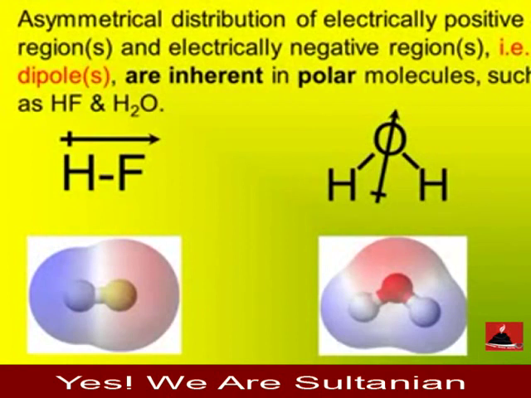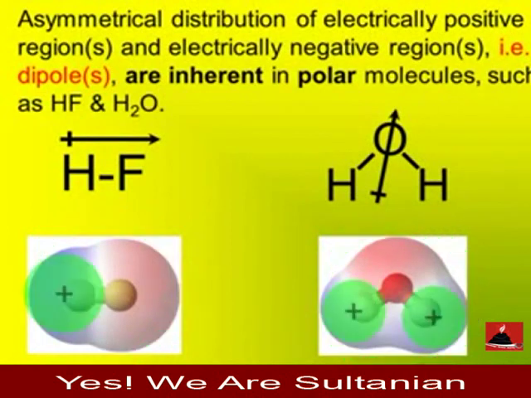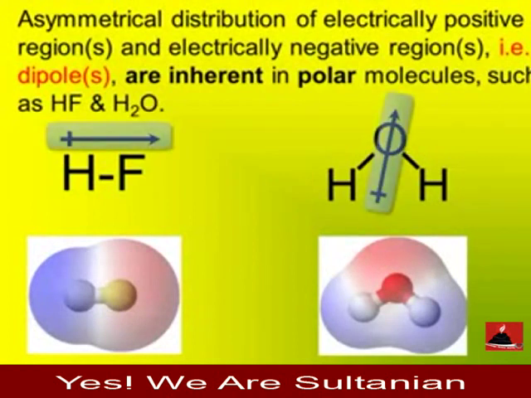Hydrogen fluoride and water are two examples. Here are Lewis structures of HF and water, and below each Lewis structure is something called an electrostatic potential map. These maps show electrically positive regions and electrically negative regions. Using electronegativity values, we could predict where the electrically negative regions would reside in a molecule. Next is the symbol that is used to show where the dipole exists in the molecule.